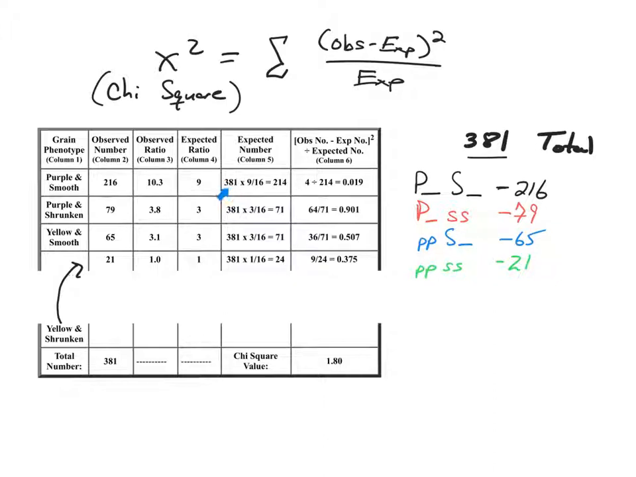Right, so let's do this. 381 times 9, do the math. 381 times 9, and divide that by 16. Tell me what number you get.